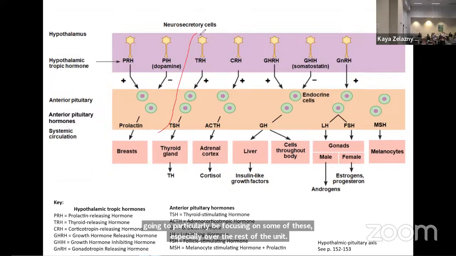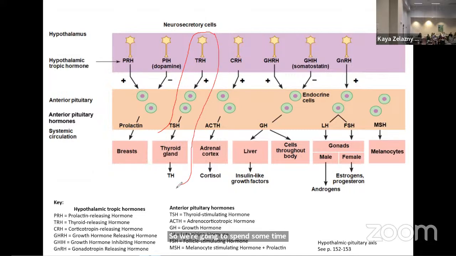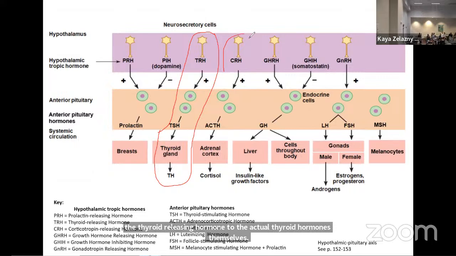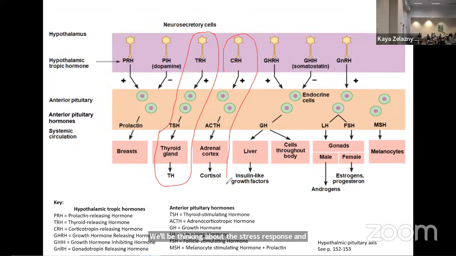We're going to spend some time with the thyroid, thinking about this pathway from the thyroid releasing hormone to the actual thyroid hormones themselves. We'll be thinking about the stress response and cortisol, so we're going to be highlighting this one. And when we get to A&P2, we're going to focus in on this one over here at the right, the hormones that affect the gonad.